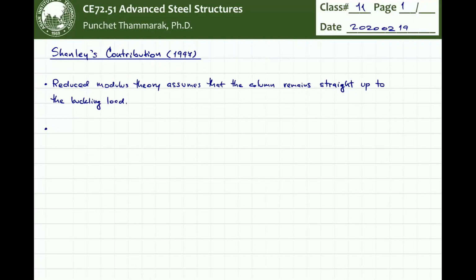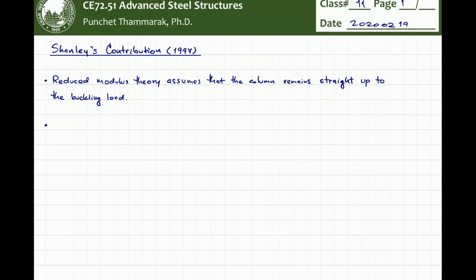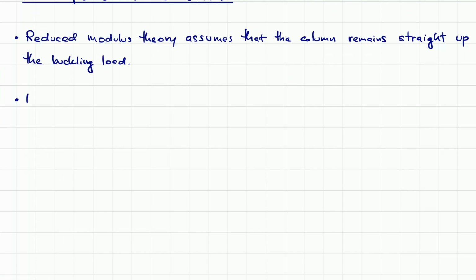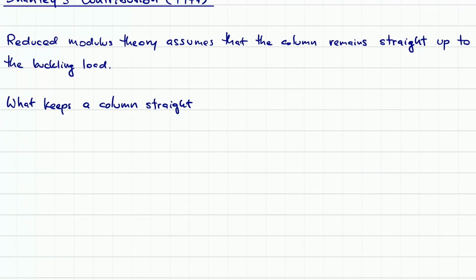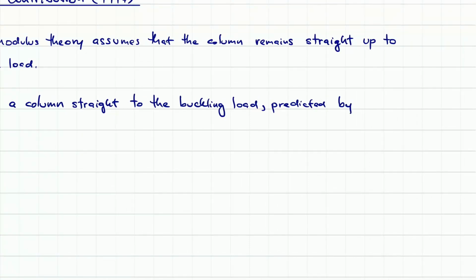Okay. So first, reduce modulus: assume that the column remains straight up to the buckling load. And then, what keeps a column straight to the buckling load, which is predicted by reduced modulus theory.